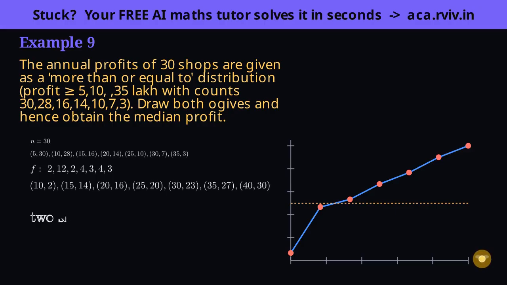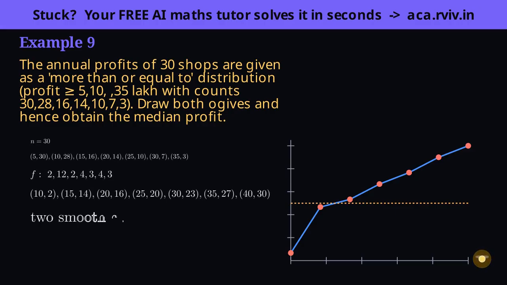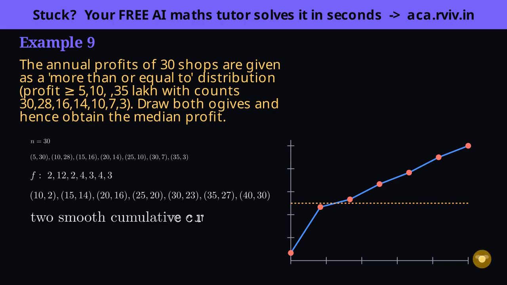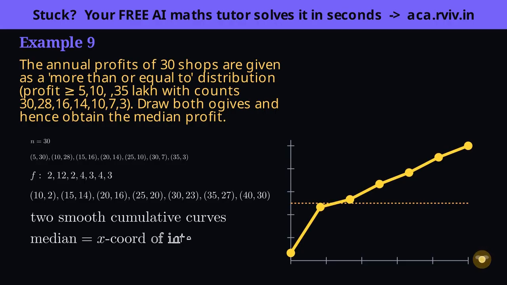Join each set of points with a smooth freehand curve. One ogive climbs, one descends, and they must cross somewhere in the middle. Here's the beautiful part. The two curves cross exactly where the number of shops below equals the number above, that's 15 each, n over 2. Drop a perpendicular from that intersection to the x-axis, and the value you read is the median.